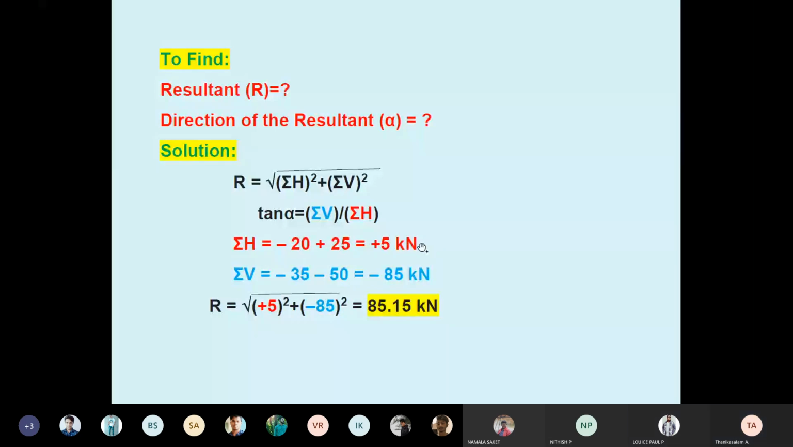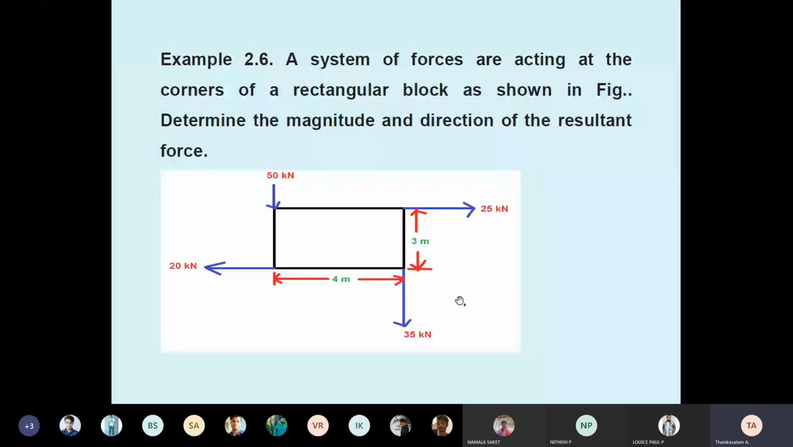Louis, can you tell me the y direction forces? Y direction, that is vertical force. See, x means horizontal. Y means vertical. Yes, sir. So plus 50 kilonewton and minus 35 kilonewton. Can you repeat again? Plus 50 kilonewton and minus 35 kilonewton. Nitish, is this right? No, sir. Both must be plus, sir.